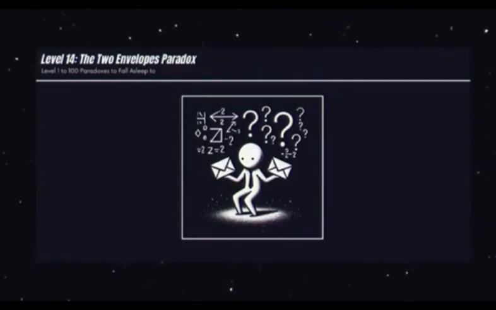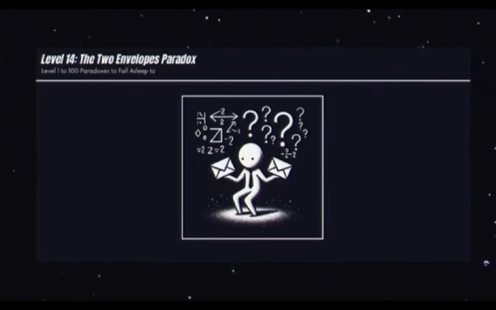Now, let's calculate your expected value if you switch. 50% chance of $200 plus 50% chance of $50 equals 0.5 times 200 plus 0.5 times 50 equals 100 plus 25 equals $125. Since the expected value of switching is $125, which is greater than the $100 in your hand, it seems like you should always switch.